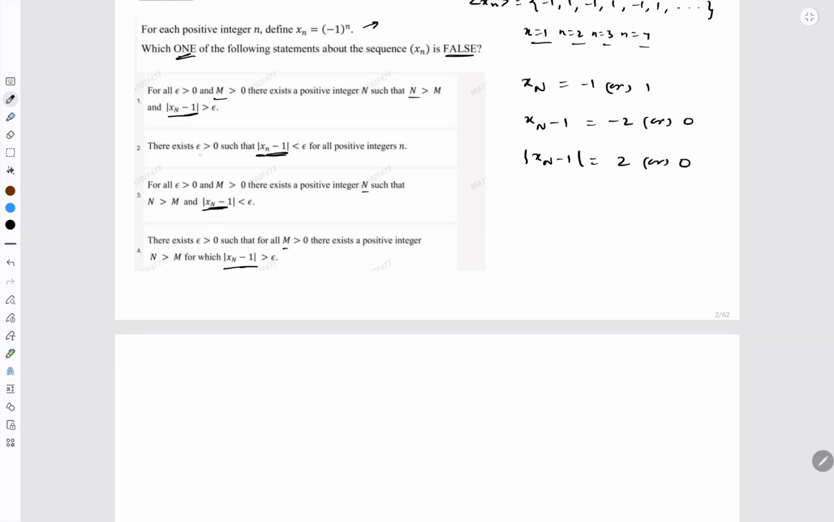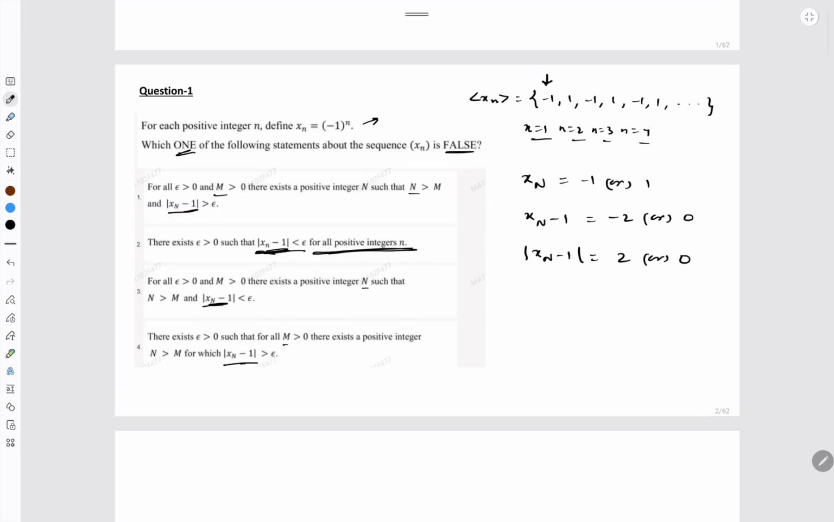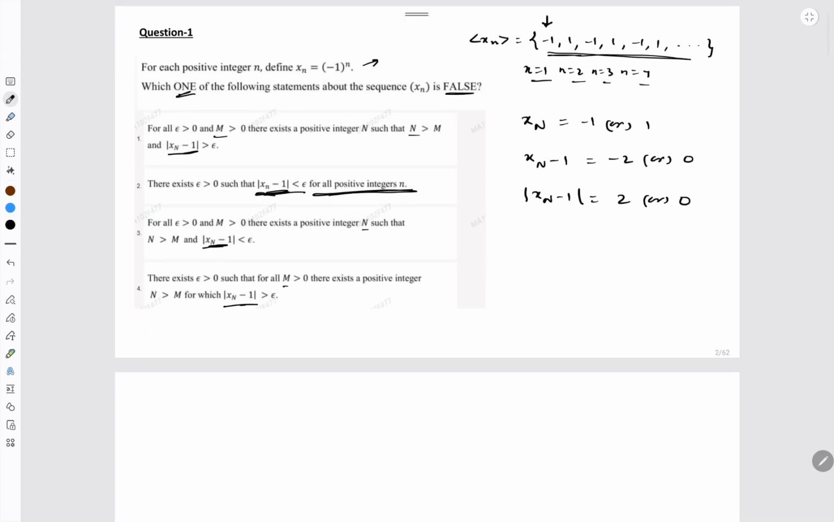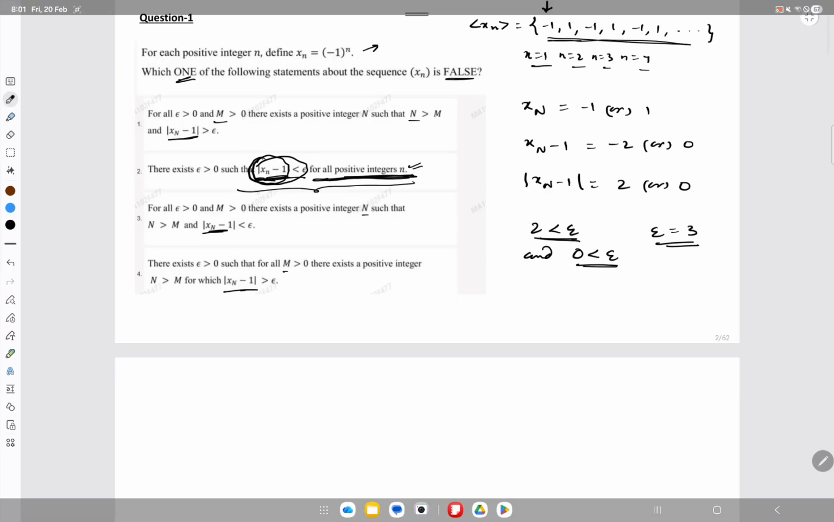It is saying there exists epsilon greater than 0 such that this quantity is less than epsilon for every positive n. For all the n, it is saying. So this quantity less than epsilon means 2 is less than epsilon and 0 is less than epsilon, because it is saying for all positive n. So for all the positive integers, this quantity is either 2 or 0. So epsilon should be greater than 0 as well as greater than 2 for this statement to be true. If I take epsilon as 3, this statement is always true, right?